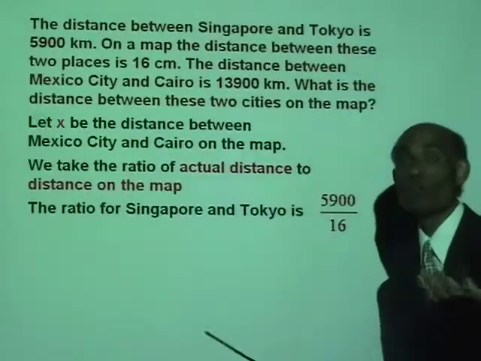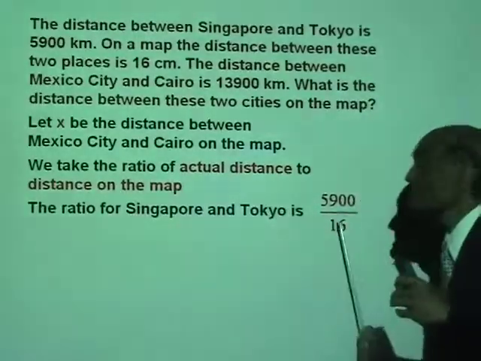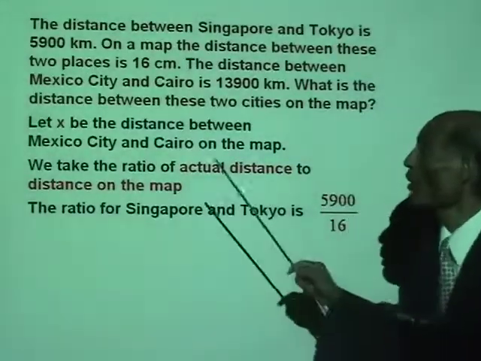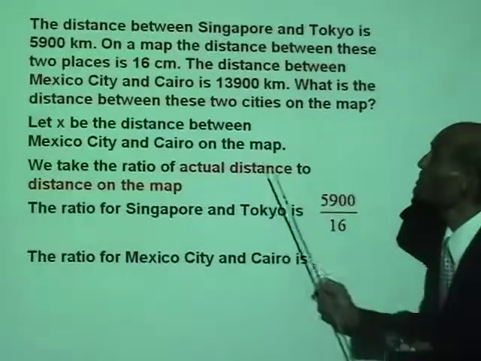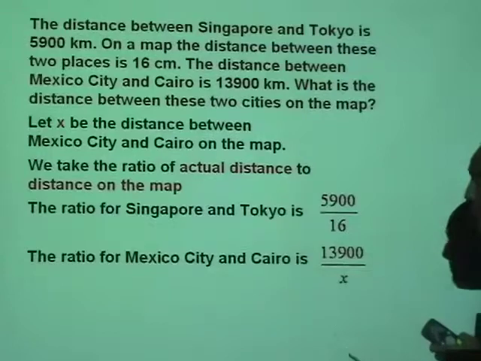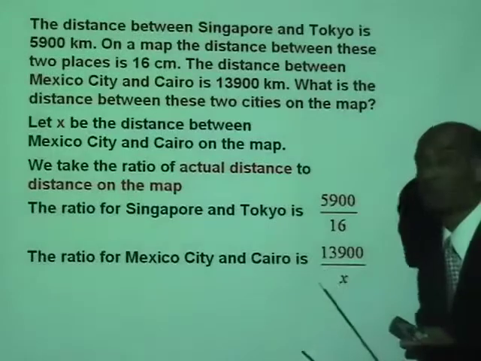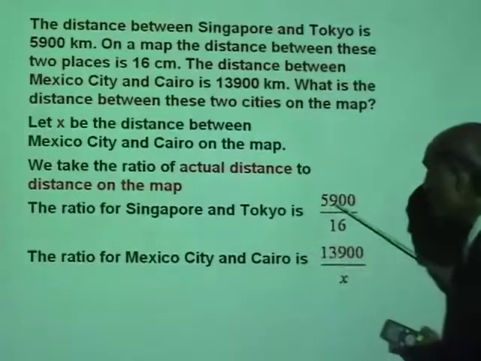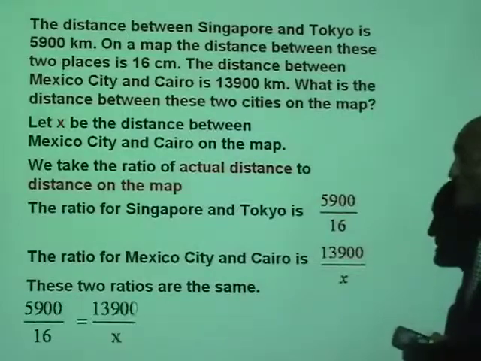So the ratio of actual distance to the distance on the map is this. What is this ratio for Mexico City and Cairo? Well, the actual distance is 13,900, and the distance on the map we said let it be equal to x. And this is the ratio for Mexico City and Cairo. And because it is the same map, these two ratios must be equal to each other.